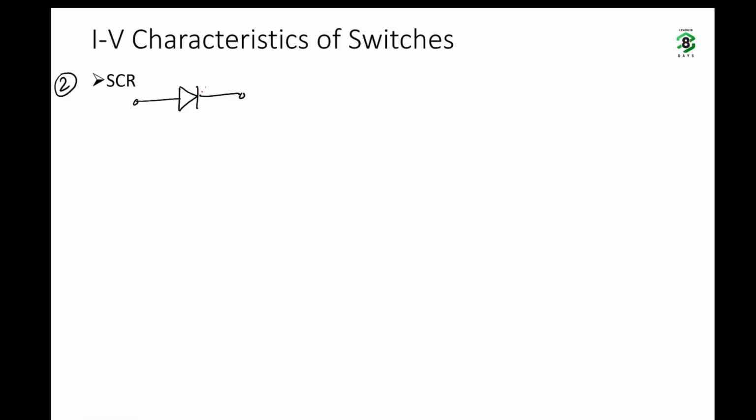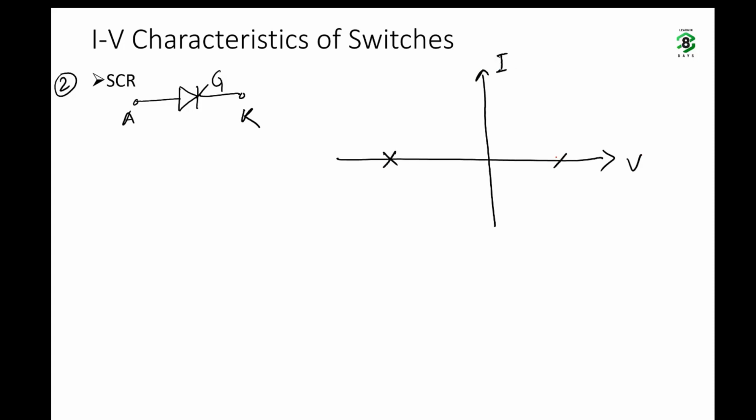Next, SCR. Okay, this is gate. What would be its characteristics? This is voltage, this is current. It can block both polarities of voltage, okay, and it will allow the current flow in this direction. So this is its safe operating area, the entire first and second quadrant.